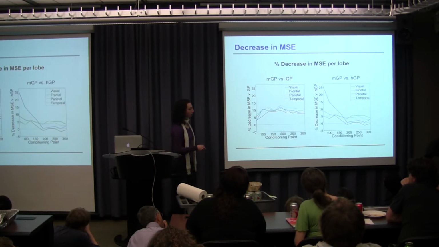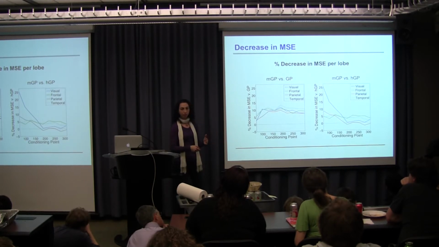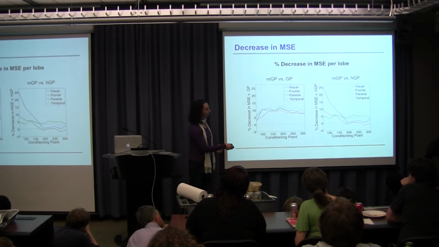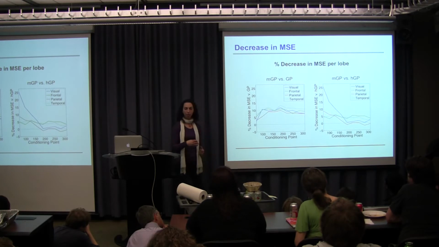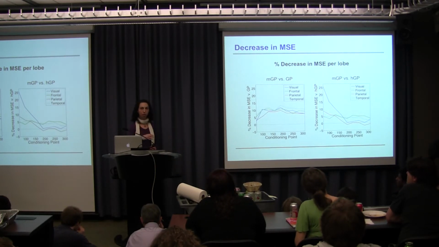But when we look at the much more flexible hierarchical Gaussian process, we also see decrease in mean squared error, everything except these points here, which are pretty small, but most significantly in the visual cortex early on in the time series, because the visual cortex sensors represent those with the most non-stationary behavior.